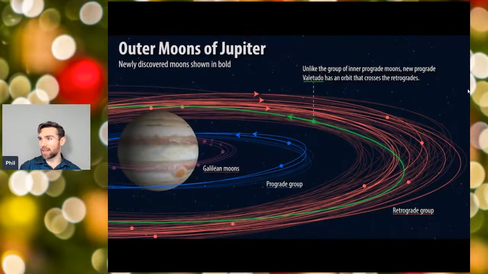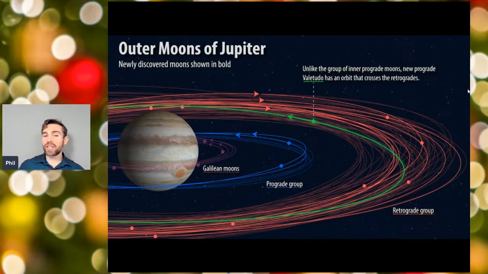So how do we know that? Well, these are the outer moons of Jupiter. If you look carefully in the center, you can see the Galilean moons, which are the purple circles, or ellipses. They are the orbits of the Galilean moons, the ones that formed with Jupiter. You then have a blue group in the middle, which is the prograde group. Now, remember I mentioned that the Galilean moons go in the same direction that Jupiter rotates. Prograde satellites or moons are ones that go in the same direction that the planet rotates. So prograde, same direction as the Galilean moons.